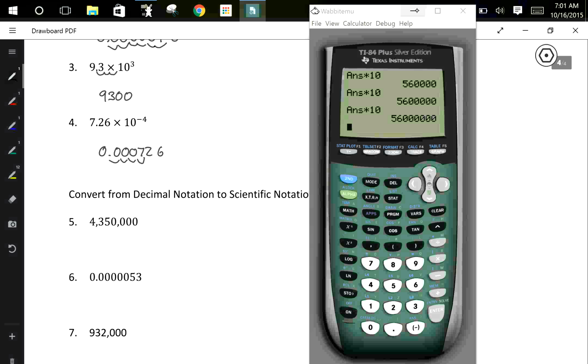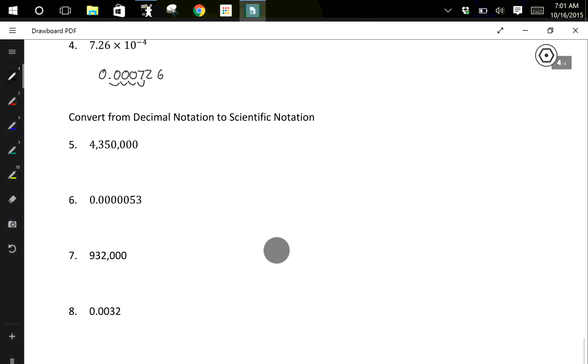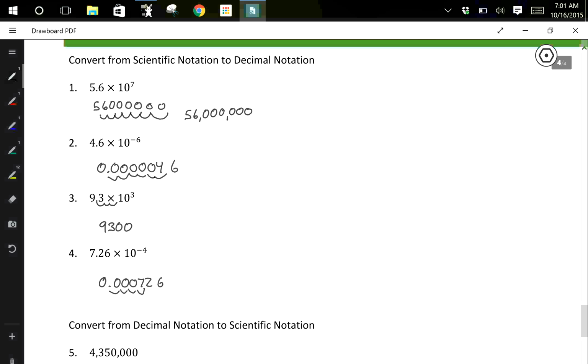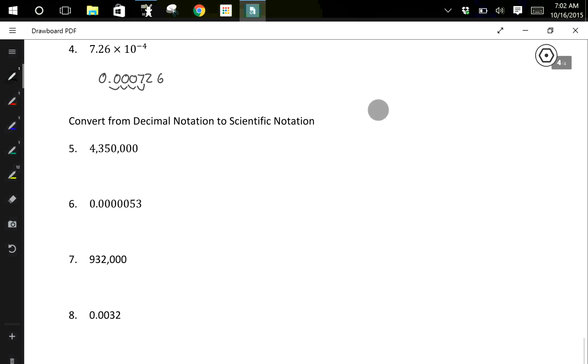Now we can do this backwards as well. You'll notice here we're going from decimal notation back to scientific. So when you see the times 10 to the whatever exponent, that is scientific notation. Decimal notation is what we're used to, what we're looking at in these numbers right here, but we want to put them in scientific notation.